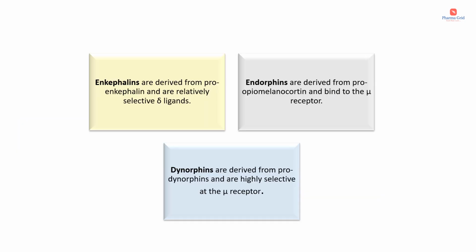In the last slide we learned about the endogenous neuropeptides, examples including enkephalins, endorphins and dynorphins. Enkephalins are derived from proenkephalin and are relatively selective delta ligands. Endorphins are derived from pro-opiomelanocortin and bind to the mu receptor, and dynorphins are derived from prodynorphins and are highly selective at the mu receptor.